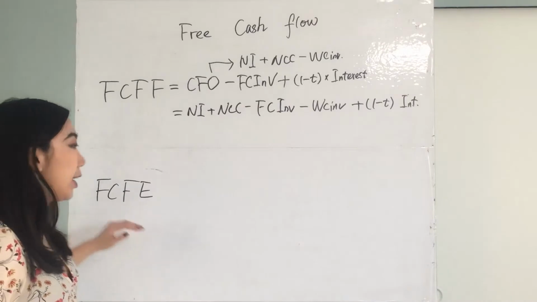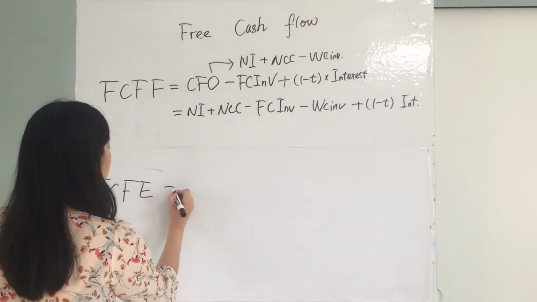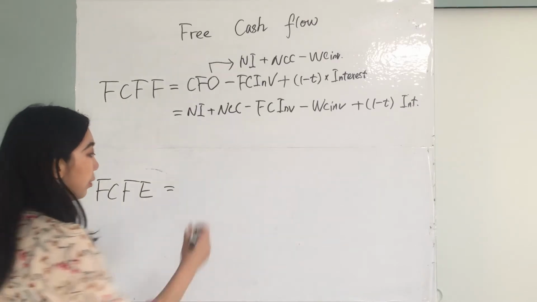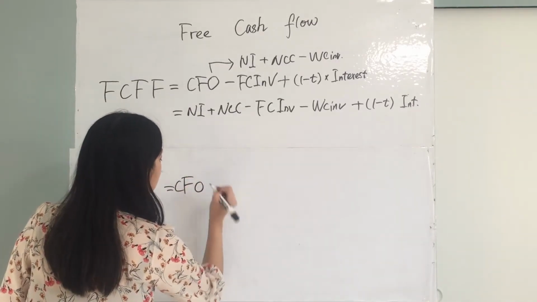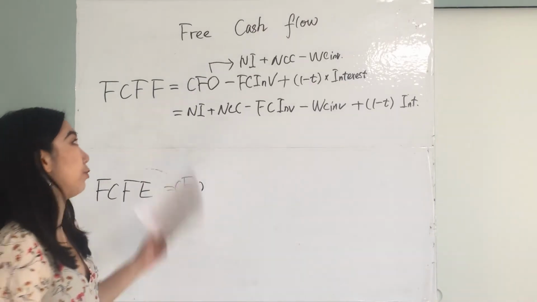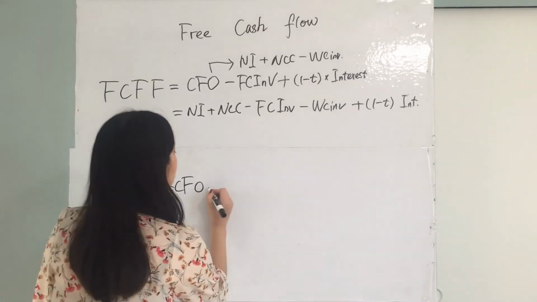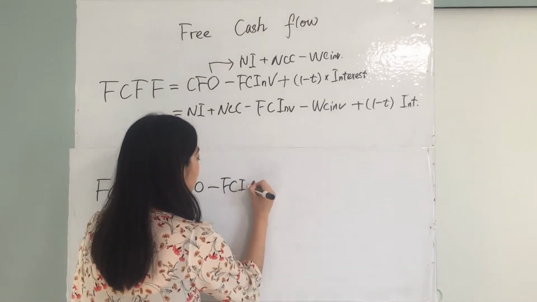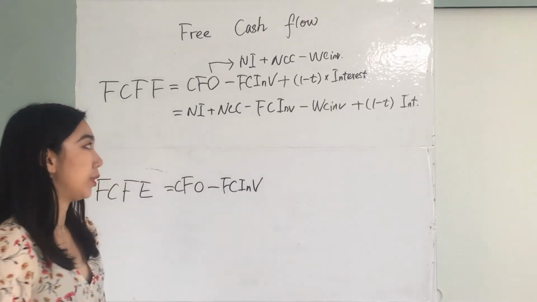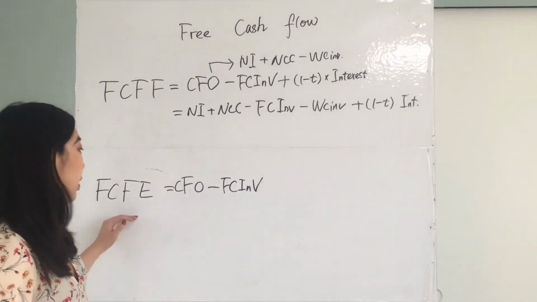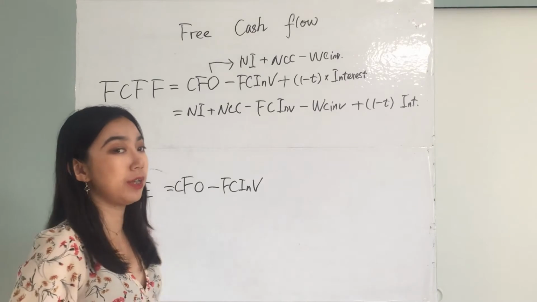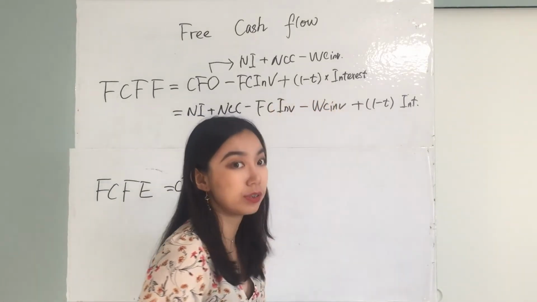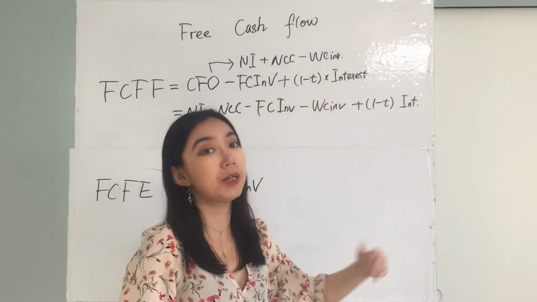Well, the free cash flow to equity is sort of similar to the free cash flow to the firm. We can start with the CFO, the cash flow from operations. We also need to subtract all the capital expenditures. What is different? The free cash flow to equity only talks about the cash flow for the stockholders, so we don't need to consider the interest paid to the bondholders.